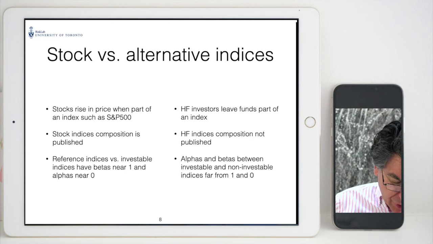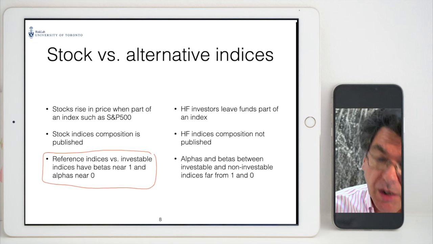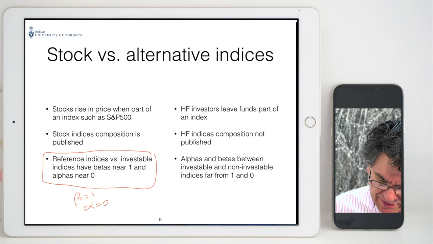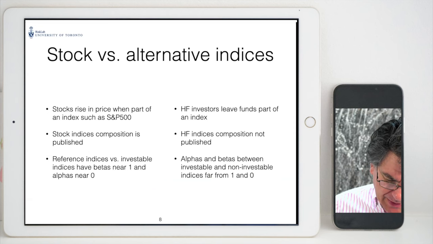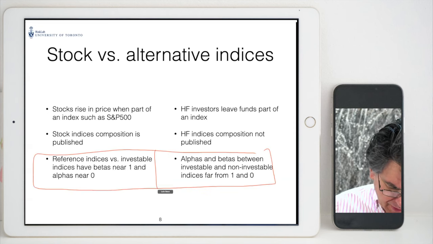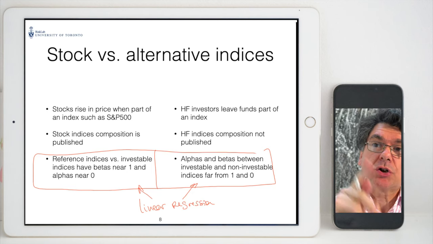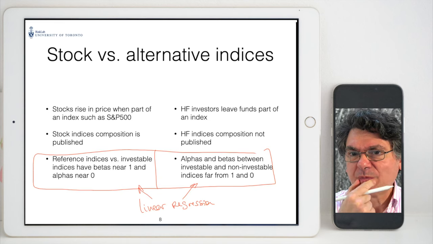And then another thing that we already saw, that I told you, is that the alphas and betas of the investable and non-investable indices are very close: the beta is 1 and the alpha is 0. Very close to 0, very close to 1. Whereas in this case, the alphas and the betas can be very far from 1 and very far from 0. Okay, so very different. And I like this last comparison, because this is a comparison that we do with linear regression. We're going to start, as I mentioned to you, to be more quantitative. You are going to start to do calculations, and we need to understand what those calculations are. And this is one of the things that we can understand with calculations. Okay?